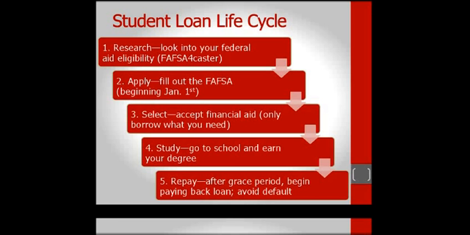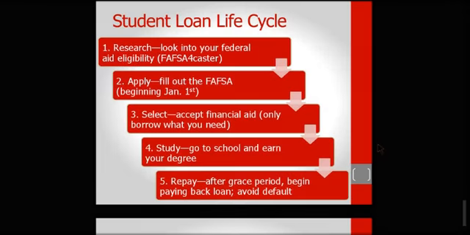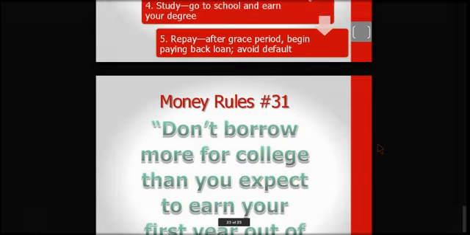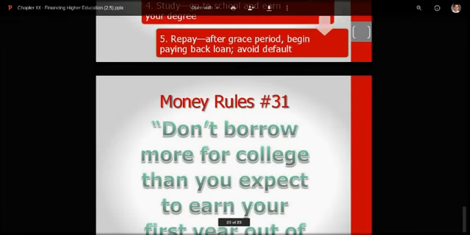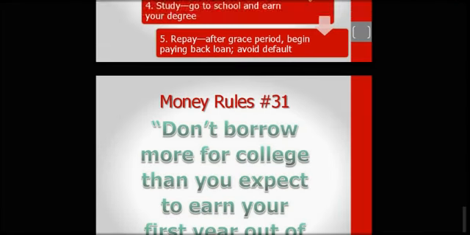Fourth, study, go to school, earn your degree, hopefully within the lowest amount of time. And then lastly, fifth is repay. After your grace period, Stafford loan 6 months, which is the majority of what you will have, you begin paying back your loan, and we want to avoid becoming delinquent in which we fail to repay our loans. So this is the end of the chapter, talking about how to pay for higher education.